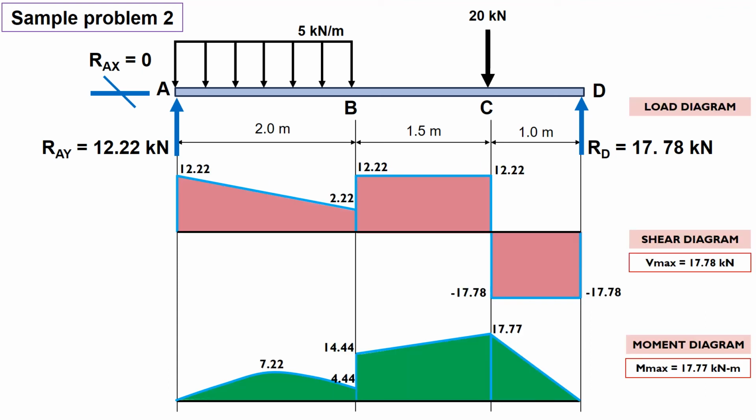So this is now the shaded shear and moment diagrams. And based on the values, the maximum shear is 17.78 kilonewton. So again, when getting the maximum value, whether it is positive or negative, you get the absolute value of the maximum shear, and the same for the moment. So dito kasi nagkataon, lahat ng moment values ay positive.